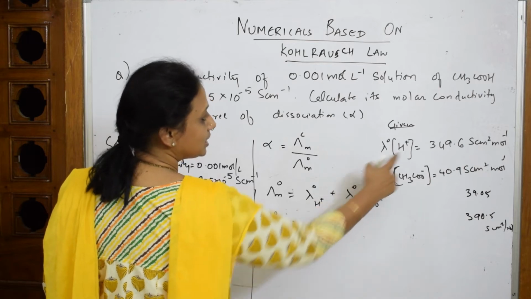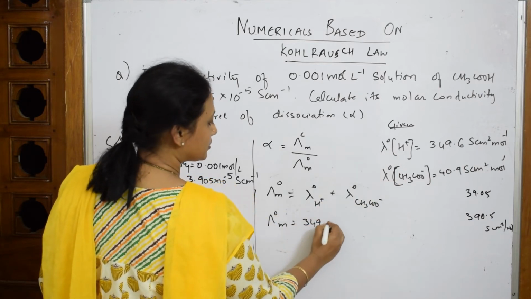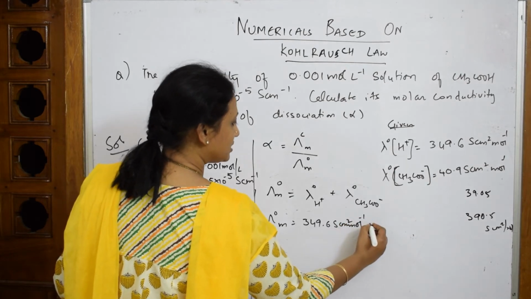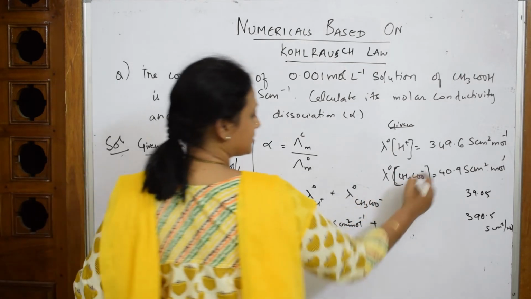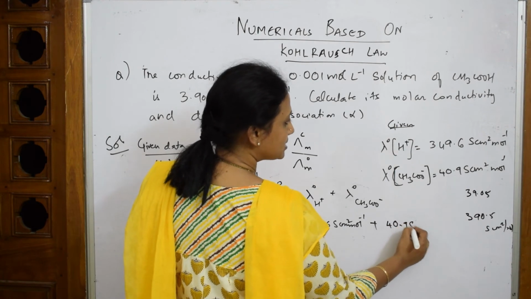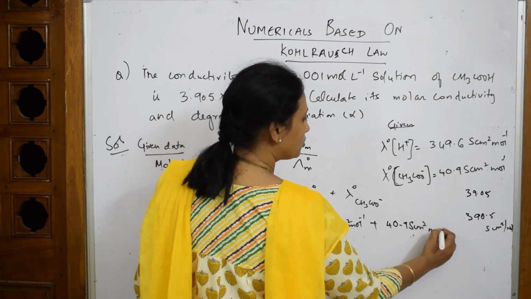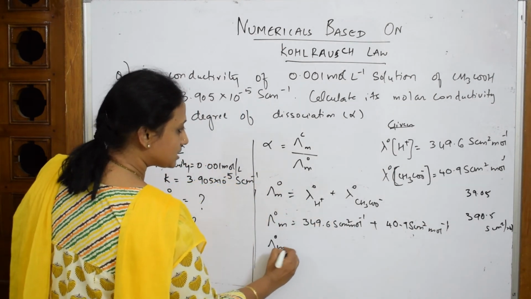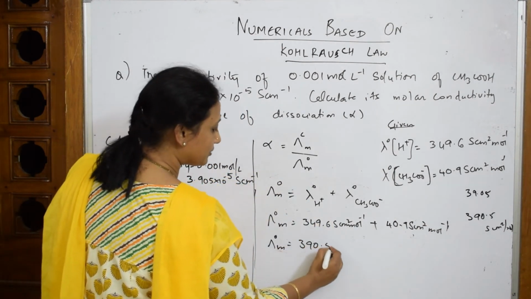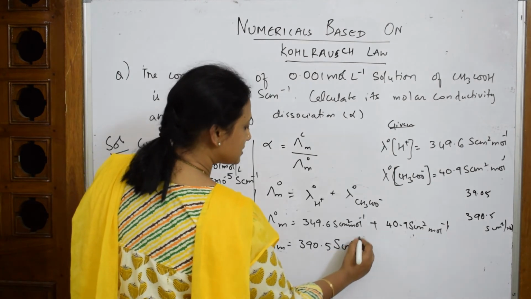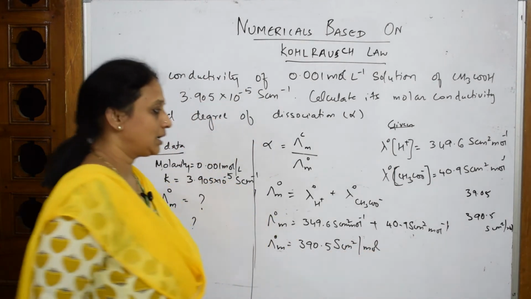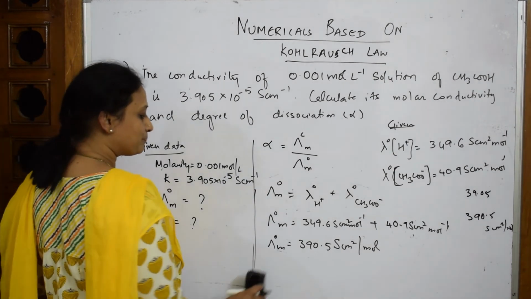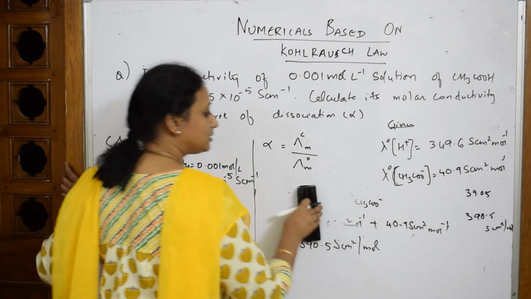Okay, so let me take H plus: how much? 349.6 Siemens centimeter square mole inverse, plus acetate given to me is 40.9 Siemens centimeter square mole inverse. And when I add these two, I get a molar conductivity value equal to 390.5 Siemens centimeter square per mole. I've got both the values. Now let's come back and substitute.